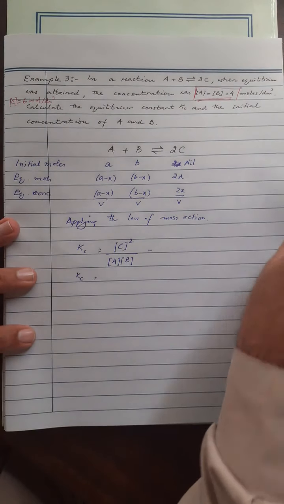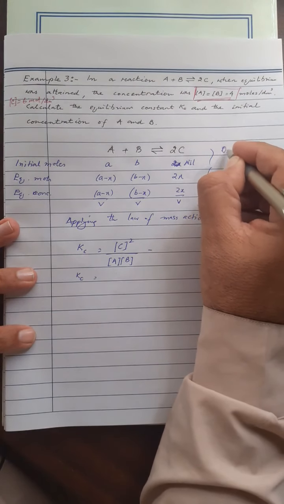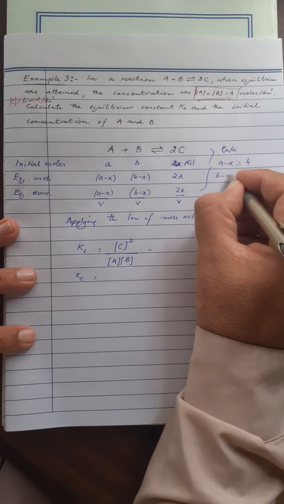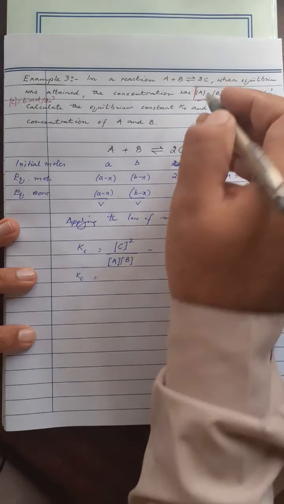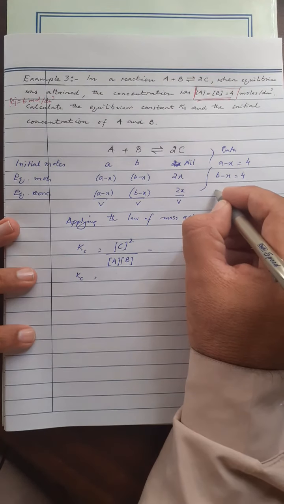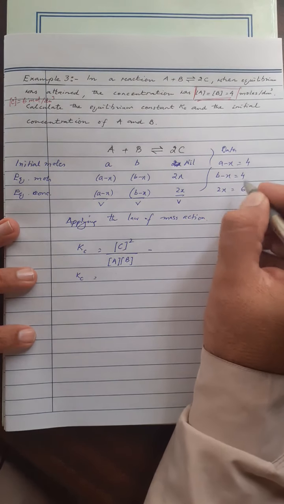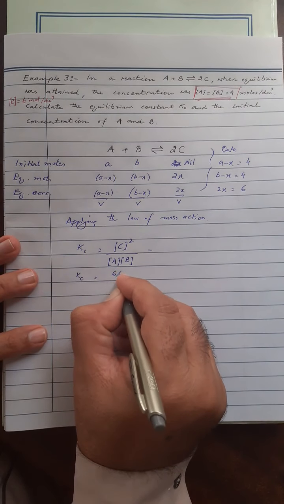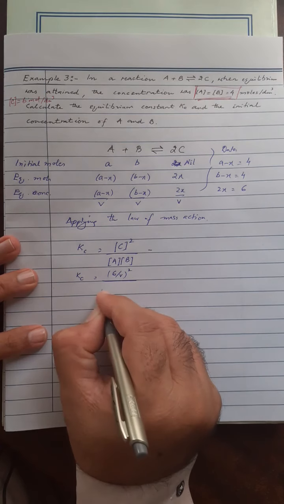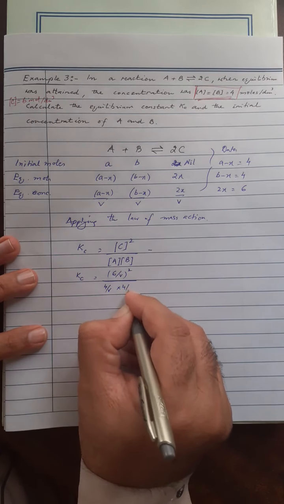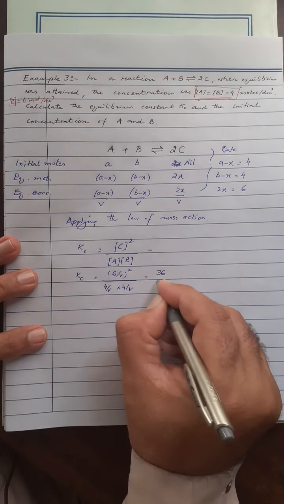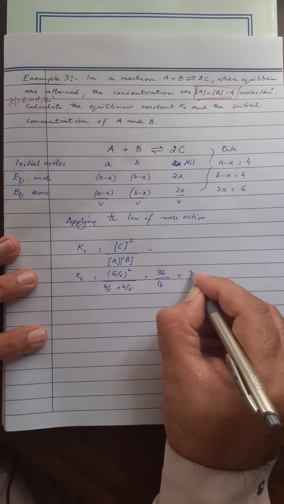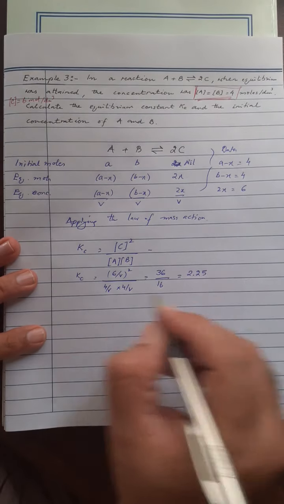So from the data here, a minus x is 4, b minus x is 4. This is the concentration at equilibrium. And the 2x is basically how much? 6. So we replace them here. It's going to be 6 upon V whole square, over 4 upon V into 4 upon V. So it's going to be 36 divided by 16. V square and V square cancel, and the answer will be 2.25.